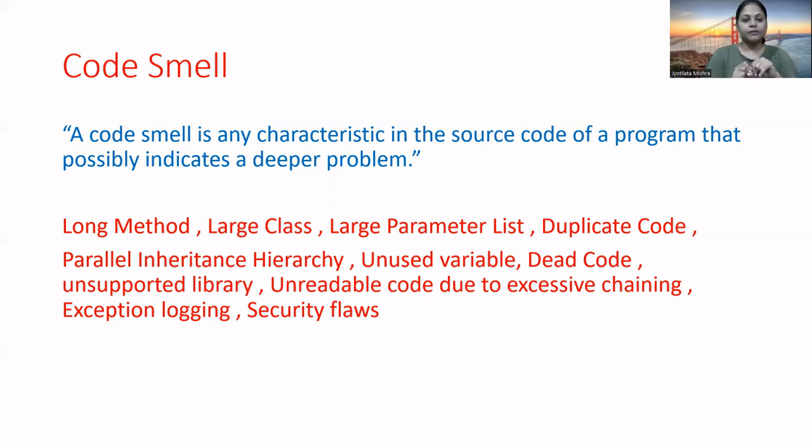Parallel inheritance hierarchy, which I told you about: one class is inheriting another class, and then that class is inheriting some other class. So there's so much inheritance. There's unused variable, you created a variable and you forgot to use it. Dead code: we sunset a certain part of an application, and we forgot to do the refactoring and remove that section of code.